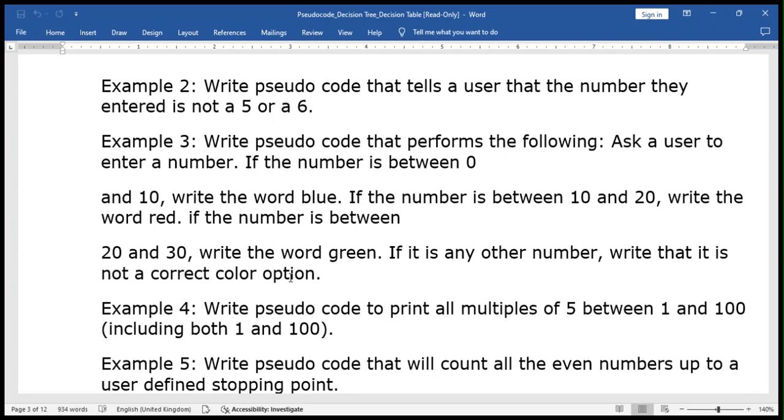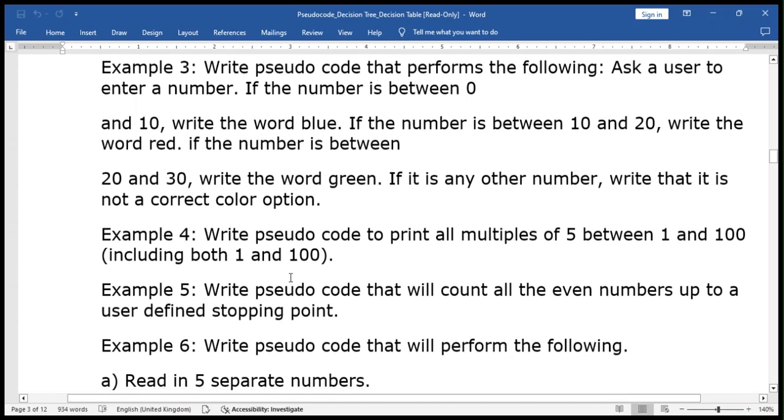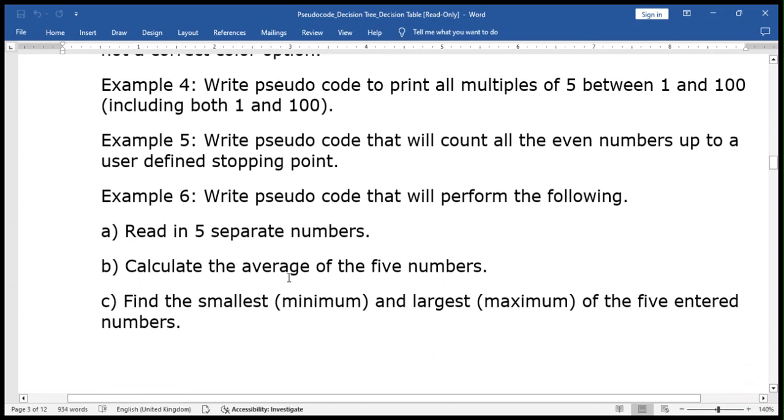Example 4, write a pseudocode to print all multiples of 5 between 1 and 100, include both 1 and 100 in terms of consideration. Example 5, write a pseudocode that will count all the even numbers up to a user-defined stopping point.